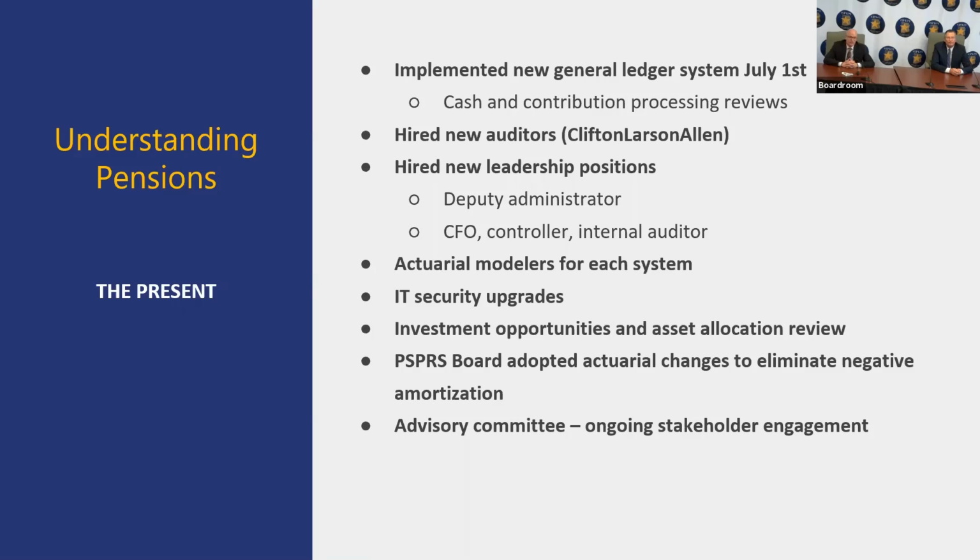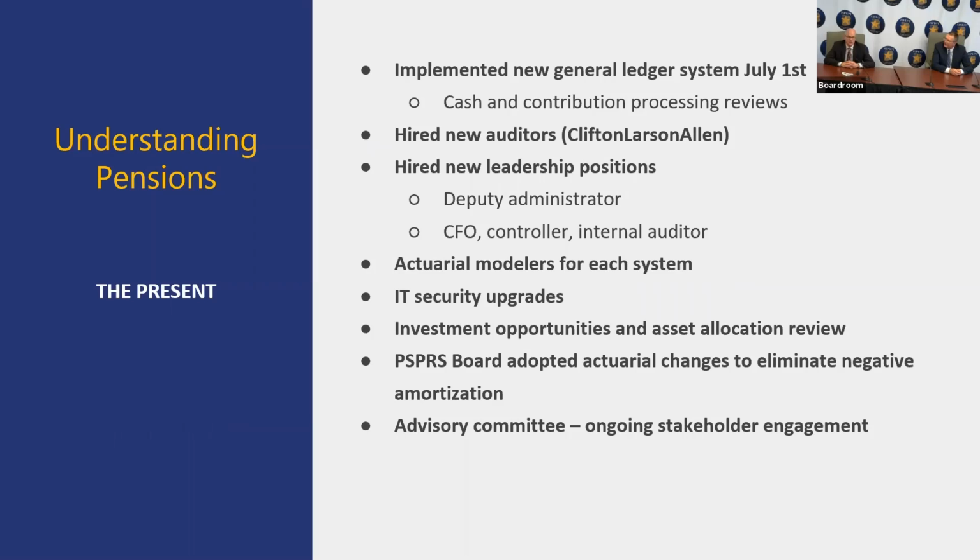So again, the present, some changes that have taken place here within the agency. When I started, we had some internal control issues that came about from the audit. So last spring, we implemented a new general ledger system that was in place July 1st, so it's being used for the current fiscal year. We also did a review of the cash and contribution processing, so we have those processes documented so that we're assured everything's in place that we need to have the proper controls.